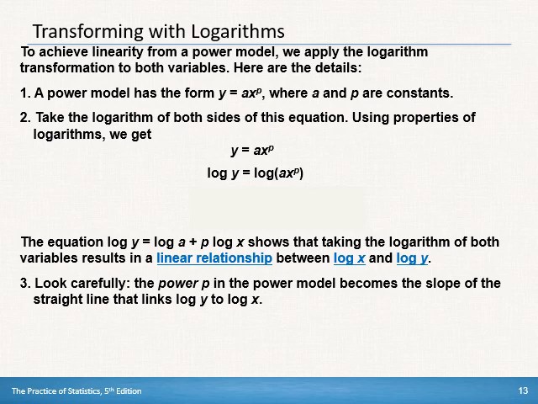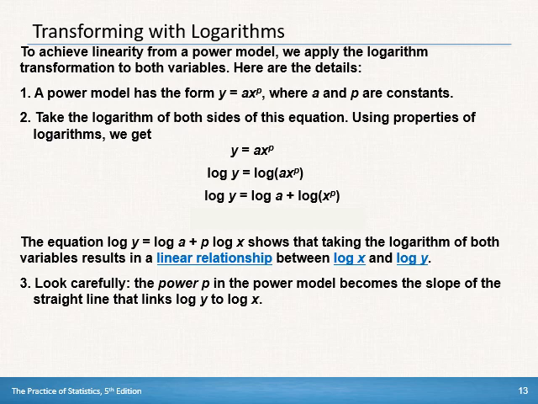On the right side, we have the log of two different things. We have the log of a, which is a constant, and log times x to the b. And if you remember, we had this product rule in logarithms that allows us to say the log of a product is equal to the sum of the logs of the two factors of that product.